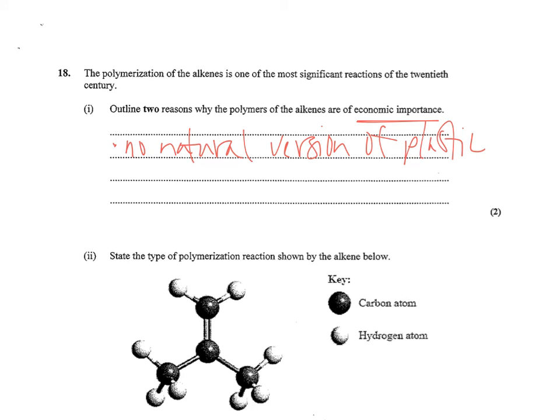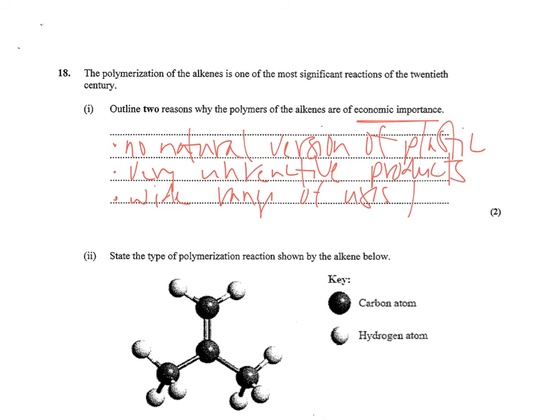A second is that they form very unreactive products, which can be good and bad, but plastic just does not break down. And then another thing that makes them economically important is the wide range of uses or properties that they have. And a third is that plastics are relatively cheap.